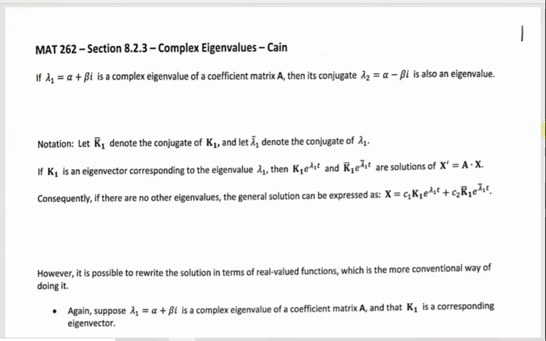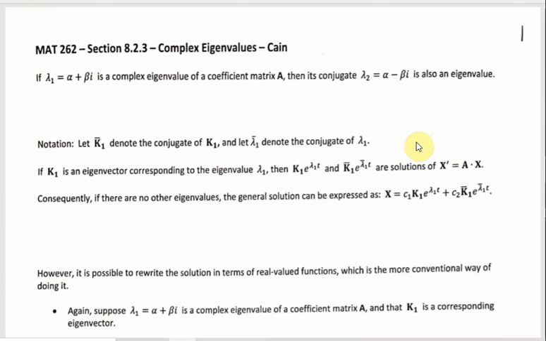The last part of section 8.2 is about what happens when you get two eigenvalues that are complex conjugates. In that case, you basically start the same way that you normally would, where you would take one of these, either the alpha plus beta i or the alpha minus beta i, get an eigenvector that goes along with that eigenvalue, and then there are a couple of different options from there.